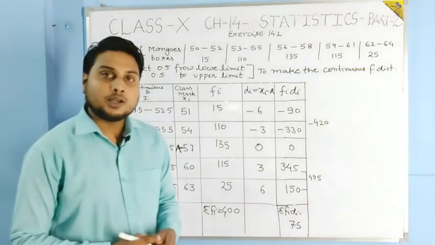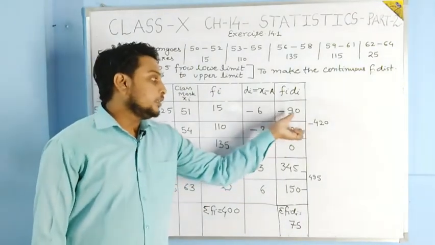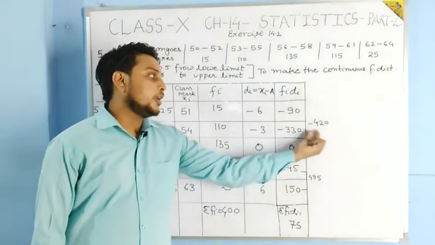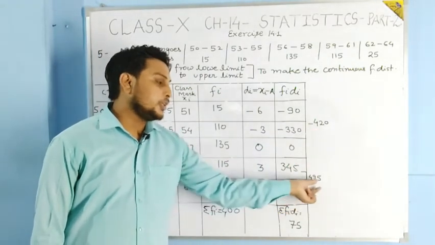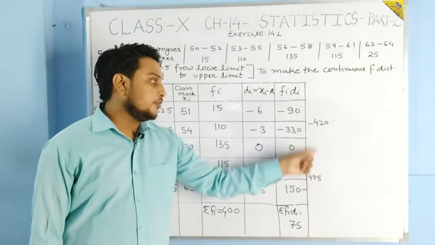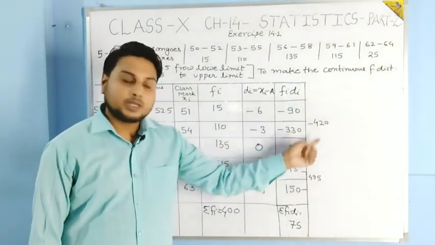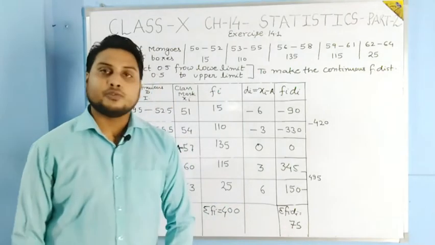How you will solve it? See, these two are in the negative form, these two are in the positive form. So we have added the negative ones and we have added the positive ones, and after that we have to add this. Okay, so 495 minus 420, it will be 75.